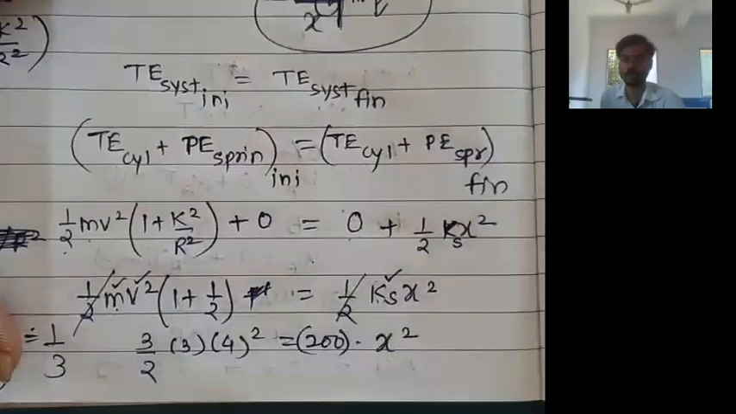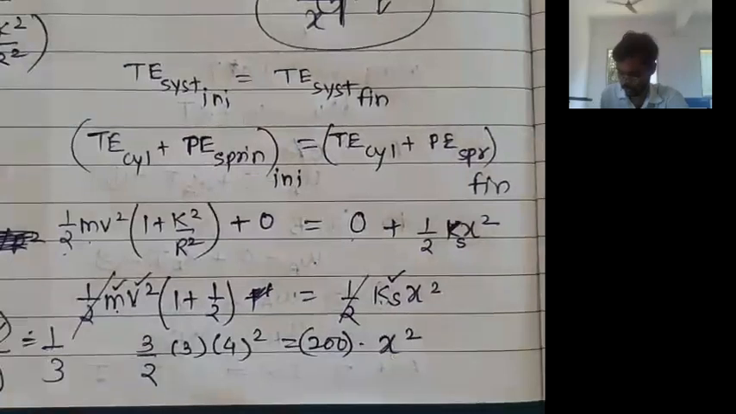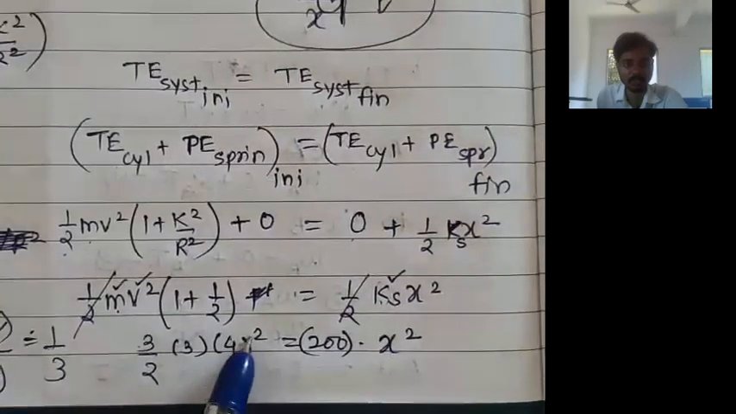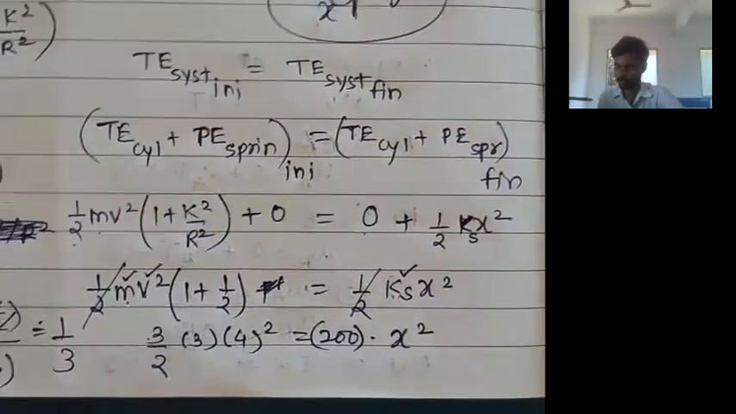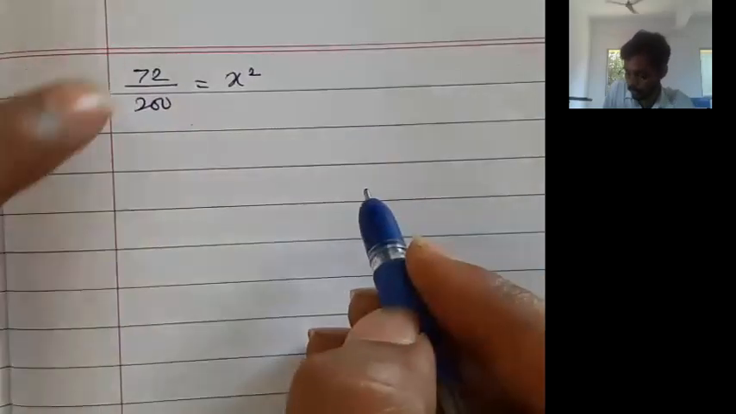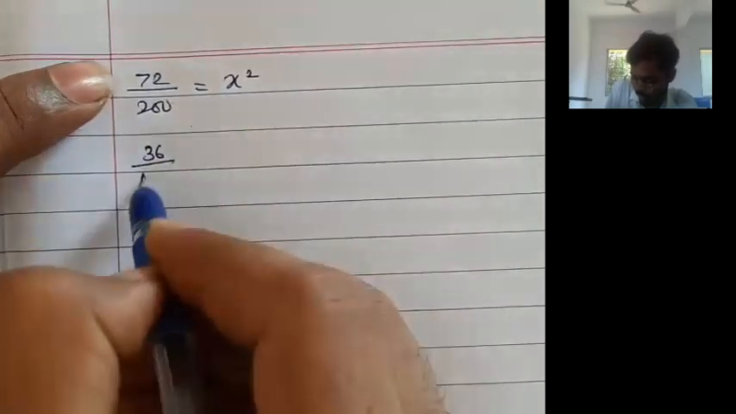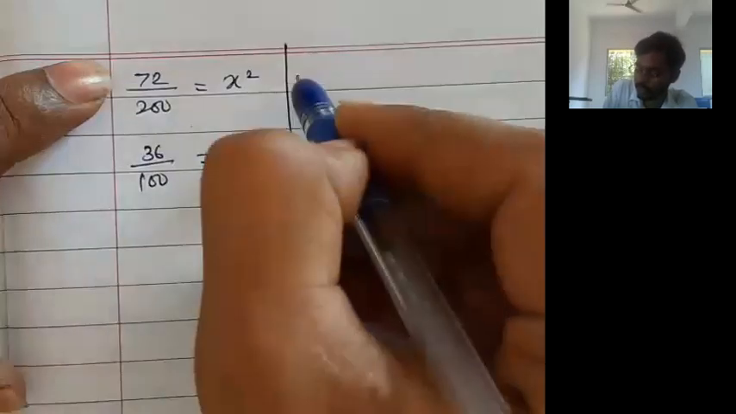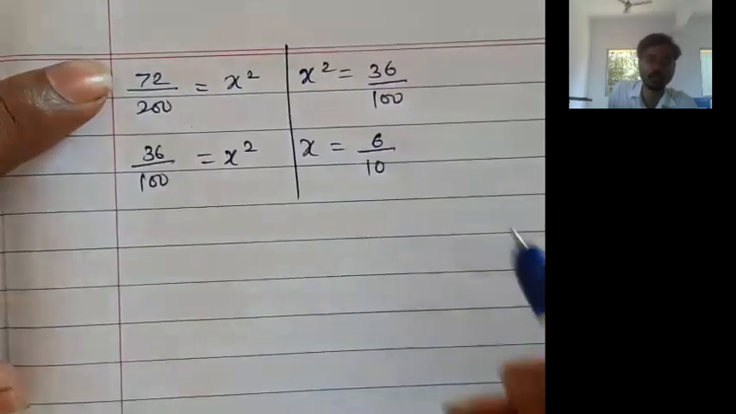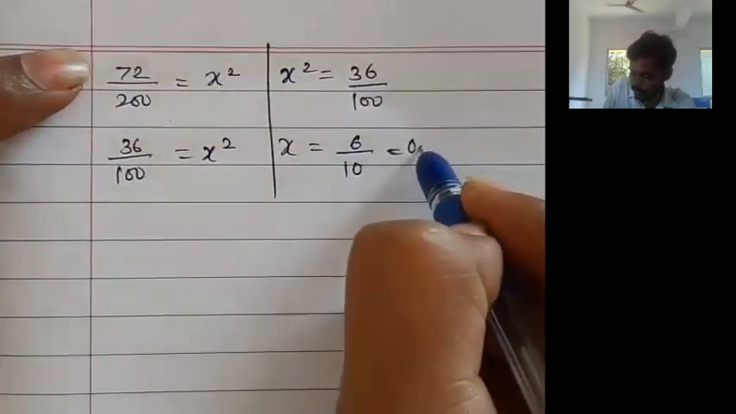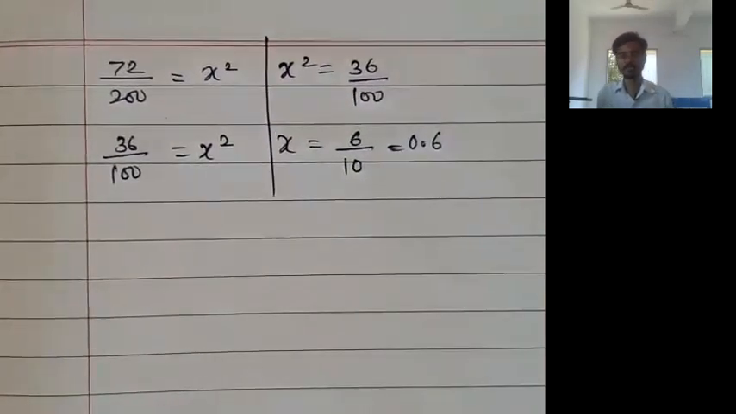Okay, try to calculate the answer along with me. Do all the calculations with me, get into the habit of calculation. This will become 16. 16 upon 2 will be 8. 3 into 3 is 9. 9 into 8 is 72. So 72 divided by 200 is equal to x square. Now 72 upon 2 is 36 upon 100 is equal to x square. So x square is equal to 36 by 100, which means x is equal to 6 upon 10, taking square root on both sides. So what is the answer? 0.6. Answer is 0.6.